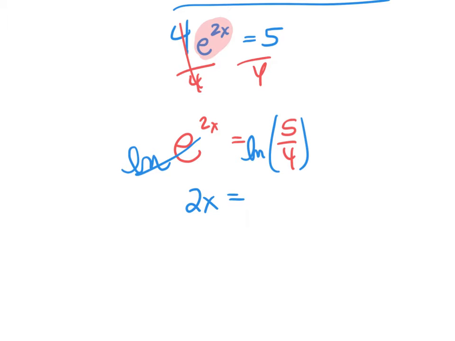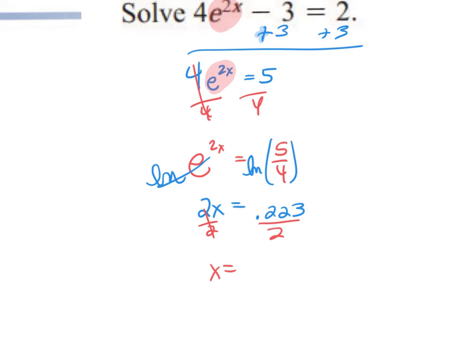What's the natural log of 5 divided by 4? Say it again. Okay, 0.223, and then I still have something attached to my x. What do I need to do? I divide by 2. Perfect, divide by 2, and I get x equals what? 0.12. Is it 1.1 or 0.112? 0.112. Okay, so Vincent, you divided at this point, right? Yeah. You did it all together? Look, we got the same answer.